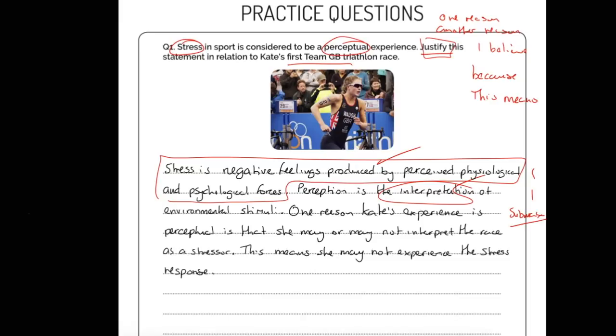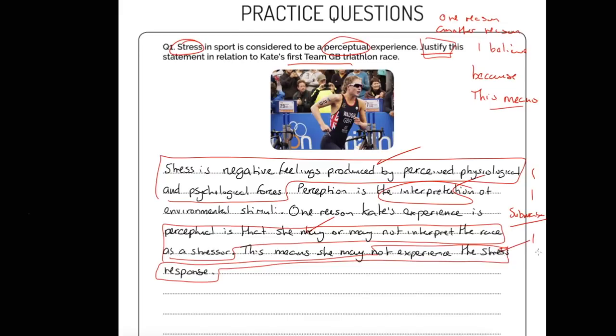Next point. One reason, hey, I'm justifying. Guess what? I've been asked to justify it. I'm doing it. One reason Kate's experience is perceptual is, and actually I don't even like that statement. It sort of feels long. It almost feels like a waste of time. I might just write one reason is. One reason Kate's experience is perceptual is that she may or may not interpret the race as a stressor. This means, there's my language, this means she may not experience the stress response. So we're saying here, she may interpret the race as a stressor, but she may not. It's personal, it's perceptual.